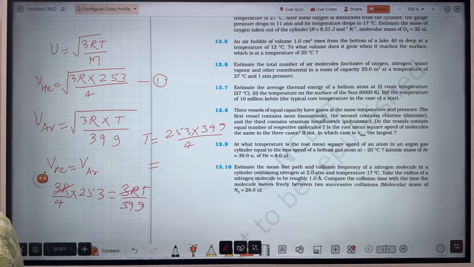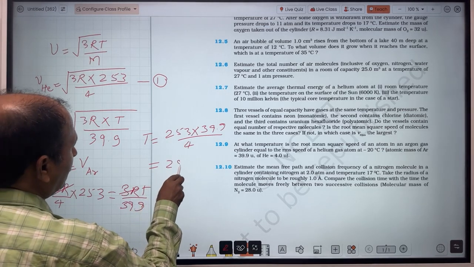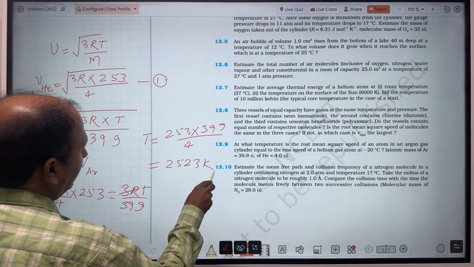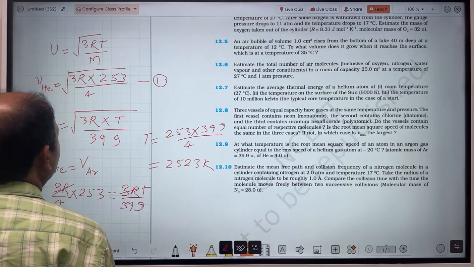We can evaluate it and it will come out to be 2523 Kelvin.